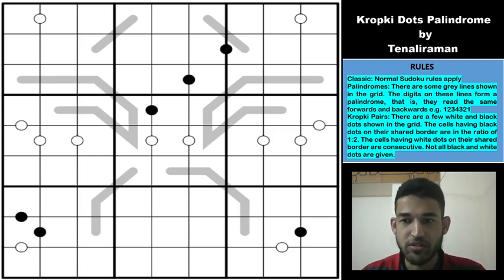Let us move on to the rules now. Normal rules apply, and then there is a palindrome part. There are some gray lines shown in the grid. Okay, these are the gray lines. On each of these gray lines, the digits read the same forwards and backwards.